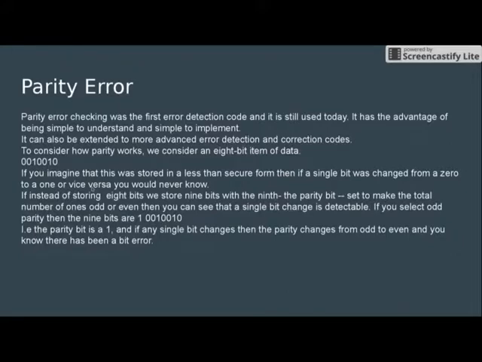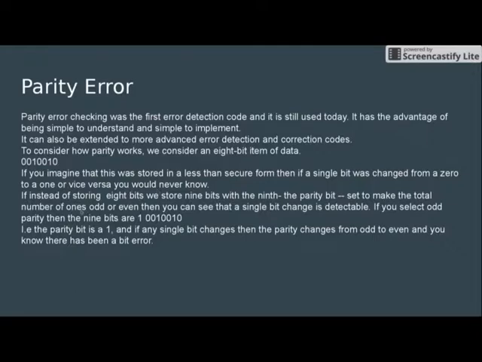Parity error checking was the first error detection code and it is still used today. It has the advantage of being simple to understand and simple to implement. It can also be extended to more advanced error detection and correction codes. To consider how parity works, we consider an 8-bit item of data. Suppose this is an 8-bit item of data, 00100010. If you imagine that this was stored in a less than secure form, then if a single bit was changed from a 0 to a 1 or vice versa, you would never know.